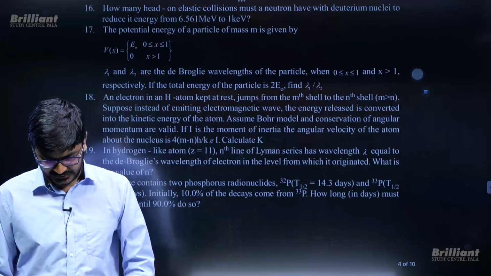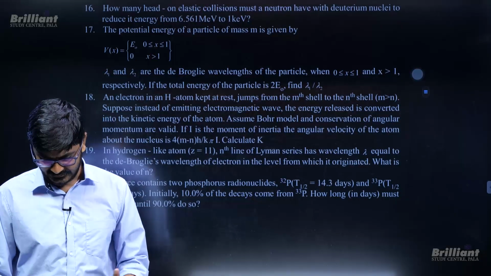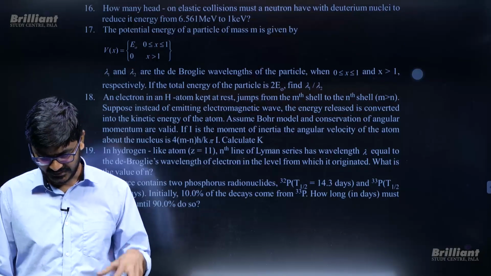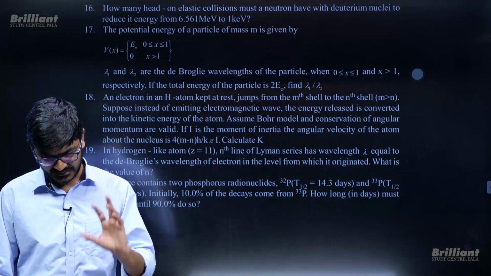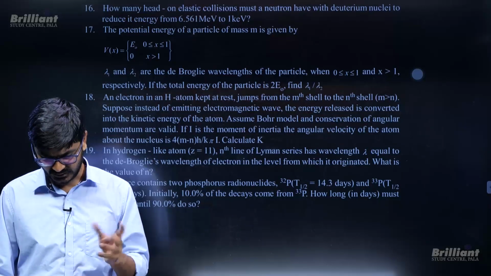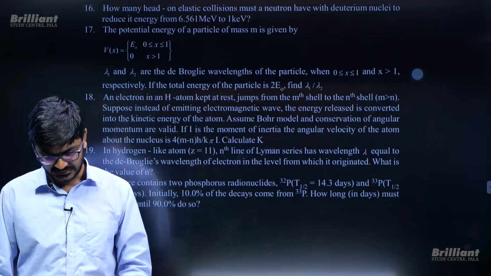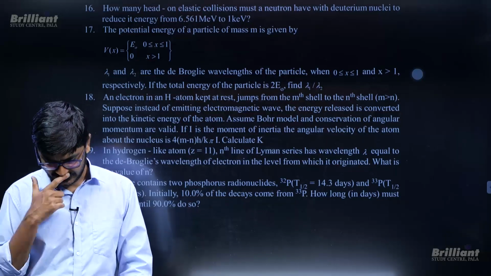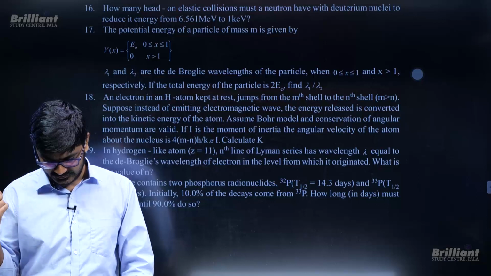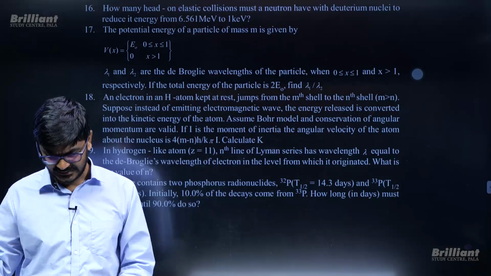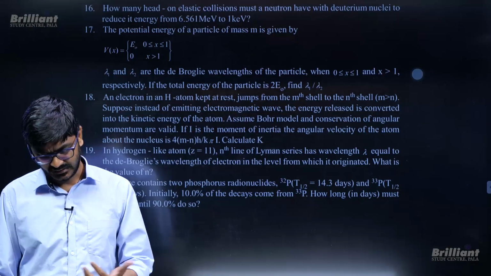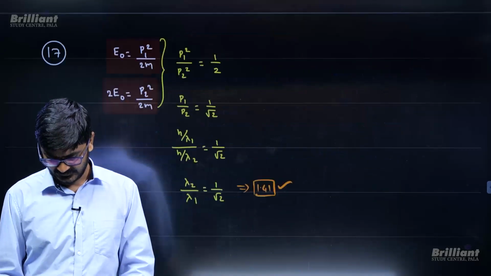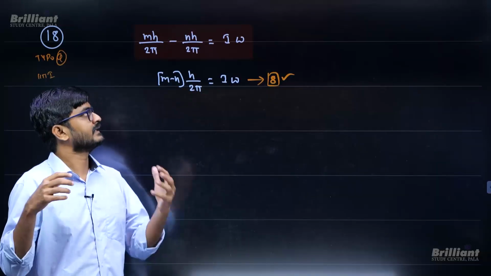An electron in a hydrogen atom kept at rest jumps from nth shell to mth shell. Suppose instead of emitting an electromagnetic wave, the energy released is converted into kinetic energy of the atom. Assume Bohr's model and conservation of angular momentum are valid. If I is the moment of inertia, then what is the angular velocity of the atom about the nucleus? So basically we don't have to do anything.